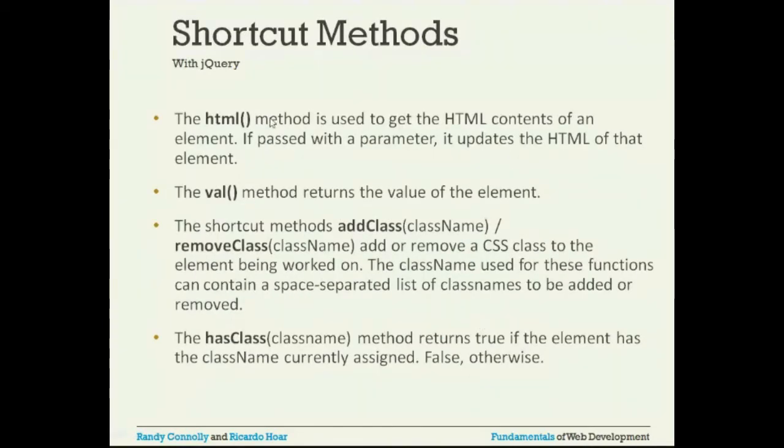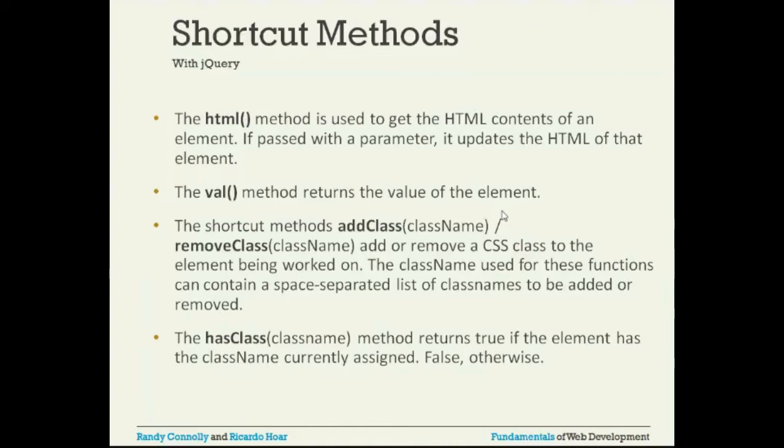Other methods. The html method is used to get the HTML contents of an element. If passed with a parameter, it updates the HTML of that element. So we can use the html method to get the HTML content, and also if you want to update it, you can set it. Similarly, the val method returns the value of an element. If a value is set for a particular element, the val method can be used to get the value.